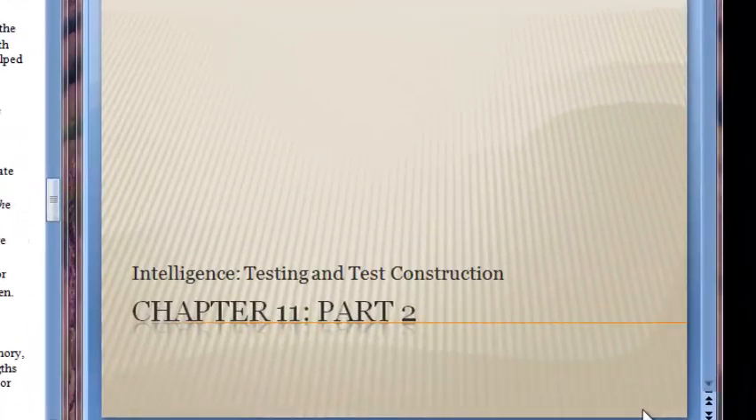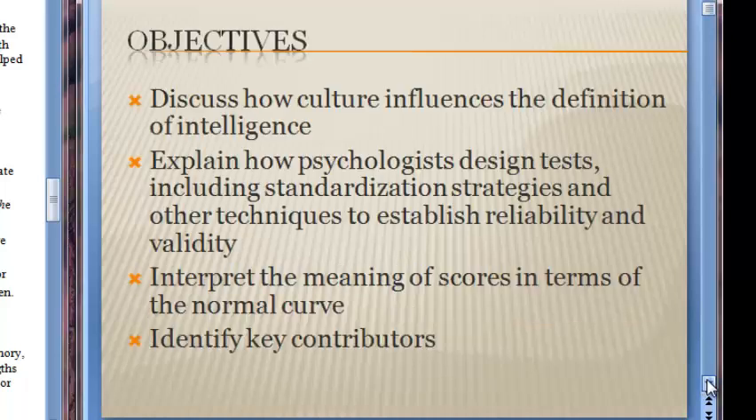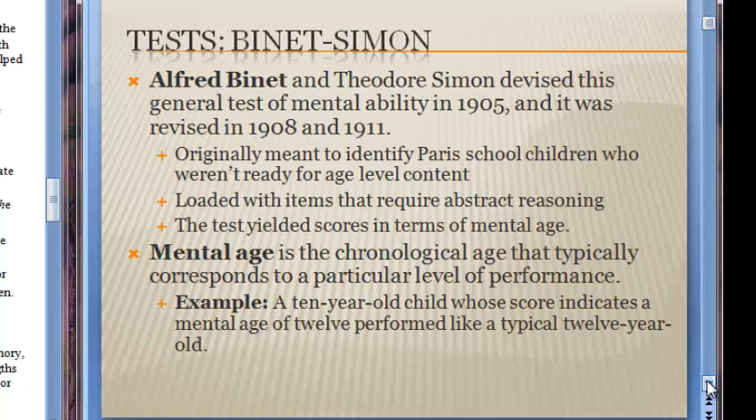With this video, we're going to be looking at Chapter 11, which is Intelligence, Part 2. So we're looking at testing and test construction. The objectives for this will be to look at culture again, understand standardization, reliability, validity, the normal curve, and then extremes of intelligence.